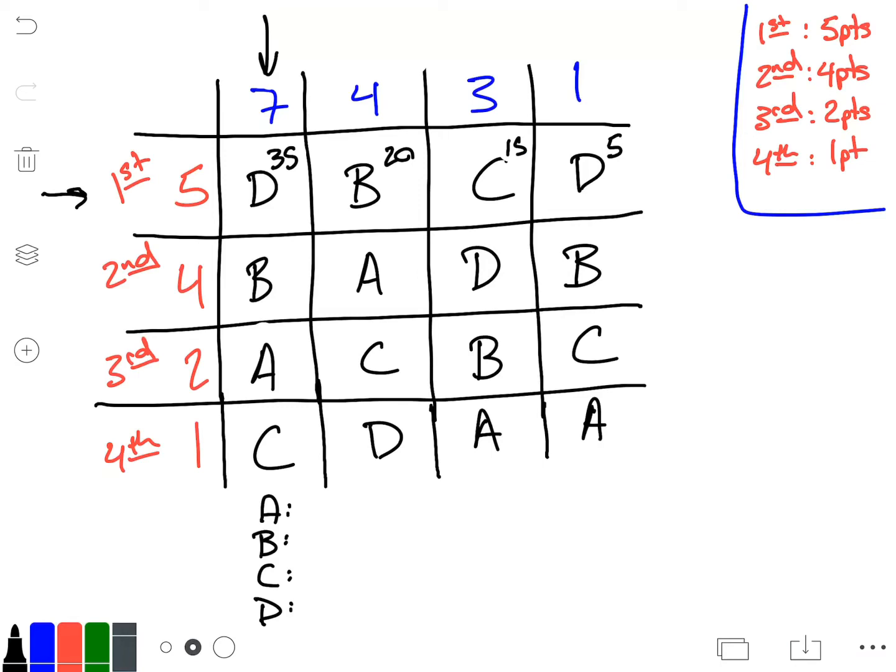Let's go jump down to our second place votes here. So 7 times 4 will be 28. 4 times 4 is 16. 4 times 3 is 12. 1 times 4 is 4.